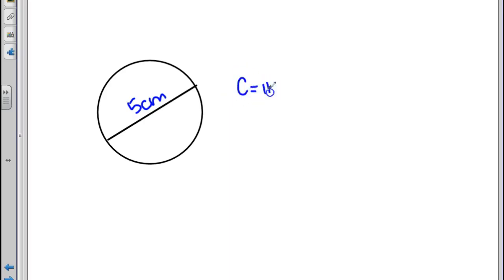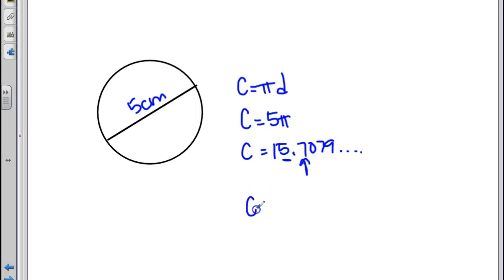So we know that circumference is pi times the diameter. So the circumference is pi times 5, or 5 pi. So 5 times pi, and we're rounding this to the nearest centimeter. I'm getting on my calculator 15.7079 and so on. Rounding to the nearest centimeter means we're going to round to the nearest whole number. So we're rounding this one and looking at this one. So the circumference is about 16 centimeters.